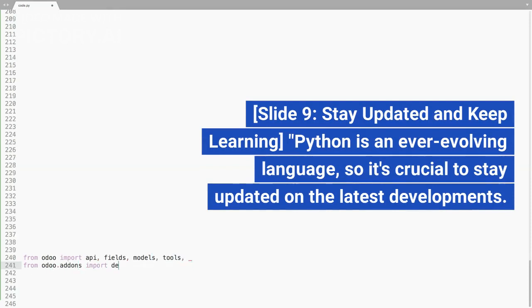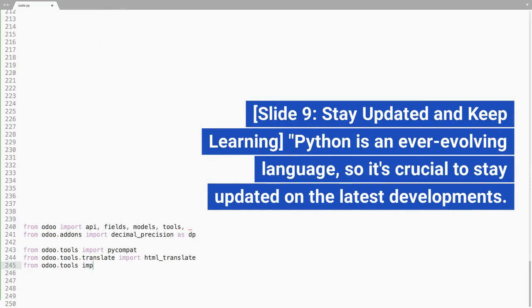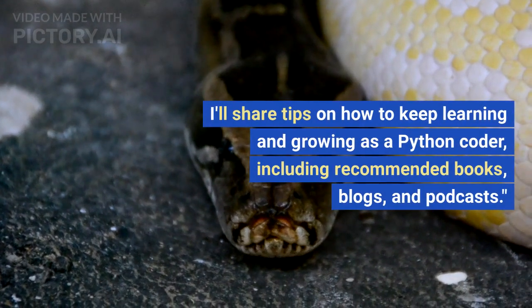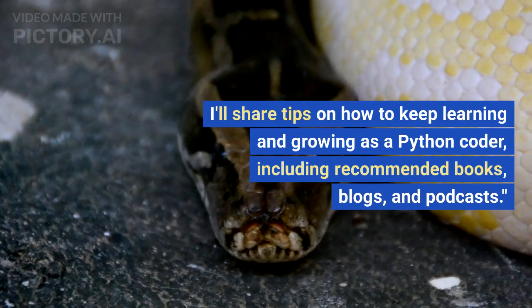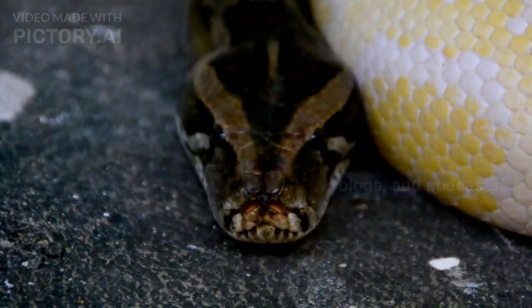Slide 9. Stay updated and keep learning. Python is an ever-evolving language, so it's crucial to stay updated on the latest developments. I'll share tips on how to keep learning and growing as a Python coder, including recommended books, blogs, and podcasts.